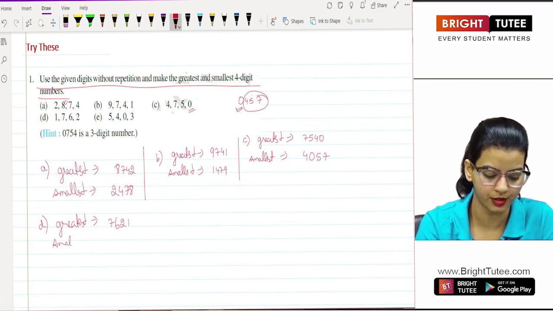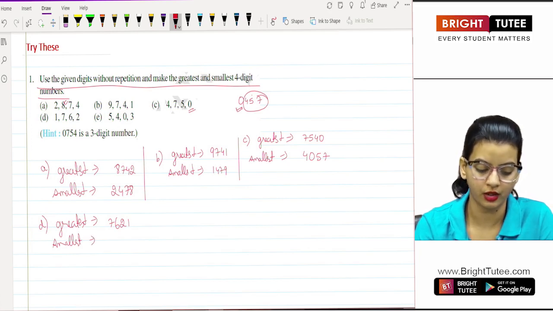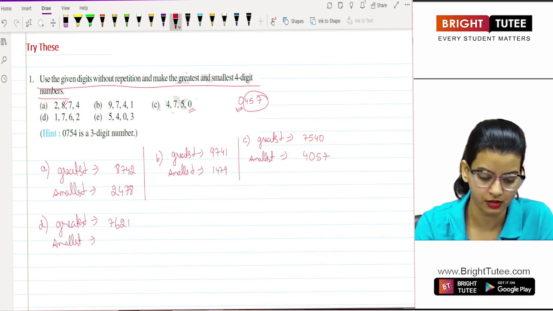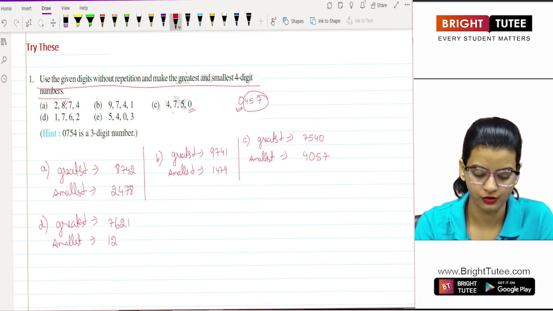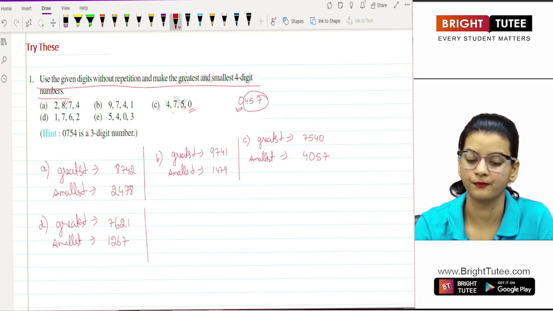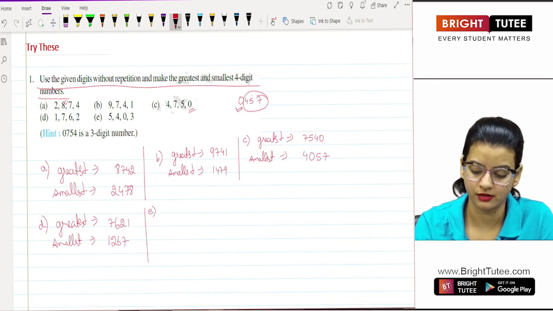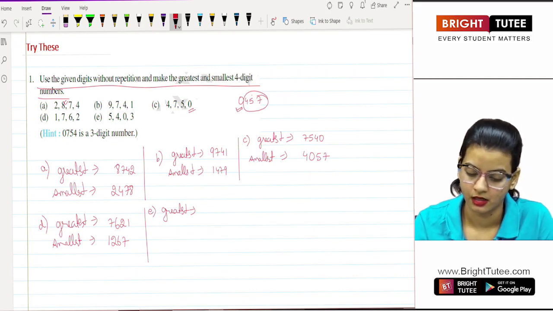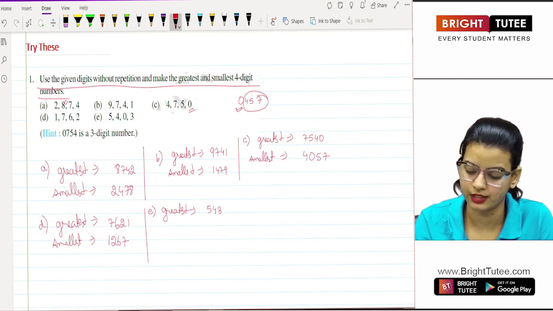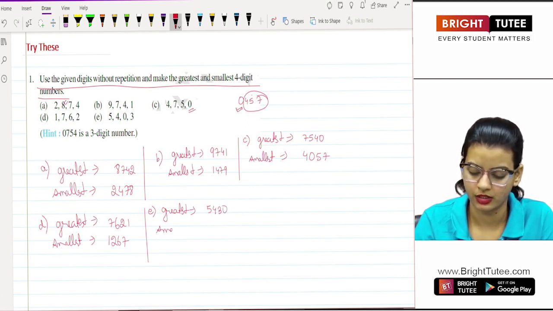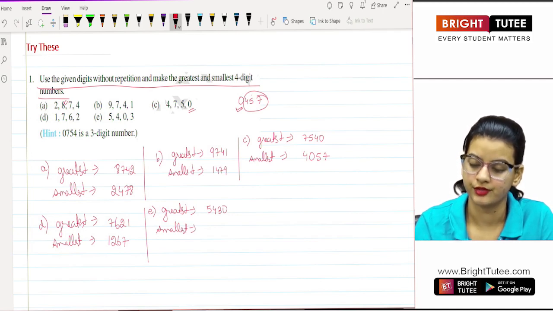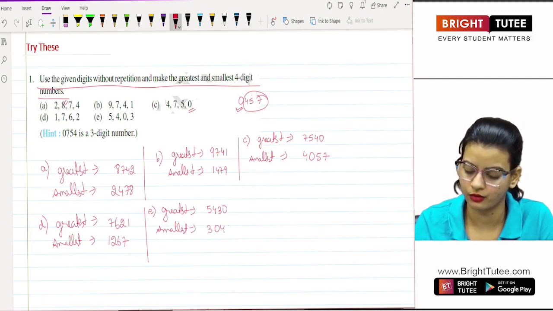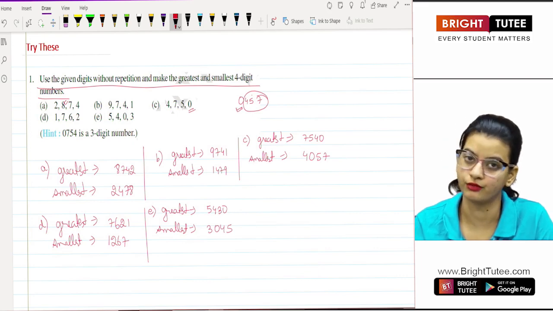Now for the smallest number, we are going to use the smallest digit first. So 1, 2, 6 and 7. Right. And then we have the last one. The greatest number which we can make out of this is 5, 4, 3 and 0. And for the smallest, we will start with 3, then 0, then 4 and then 5. Okay, 3, 0, 4, 5.